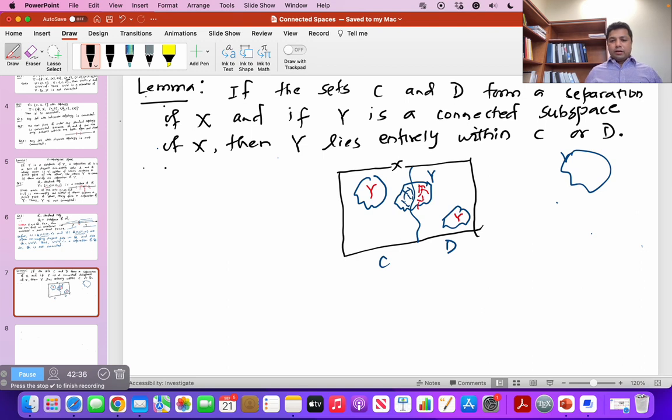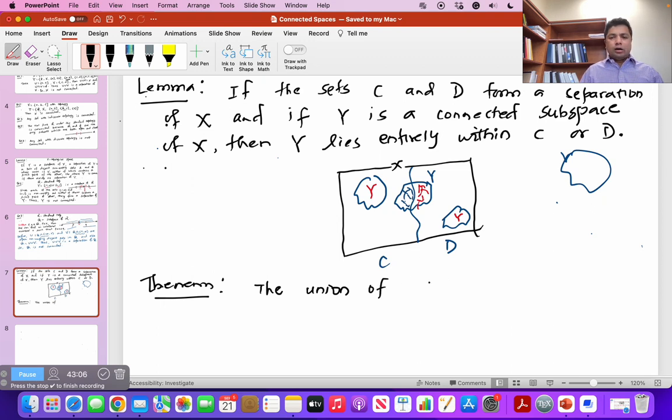Okay, all right. Now the next theorem. This theorem will tell us how to construct a new connected space using other connected spaces. And here is the statement. Just the statement. We are not going to present the proof here. If you are interested in the proof, you can take a look in Munkres' book.